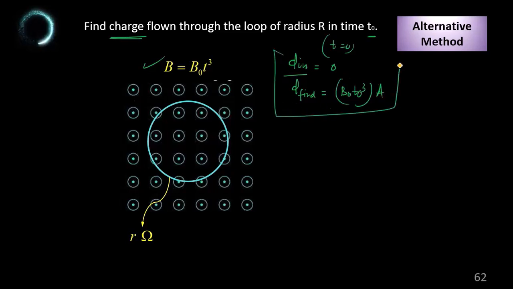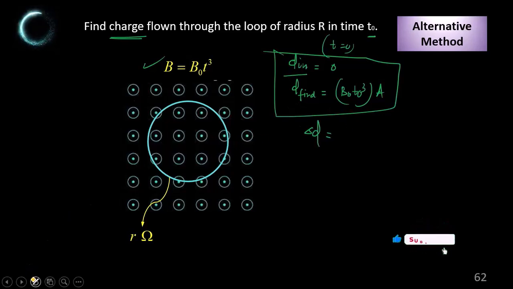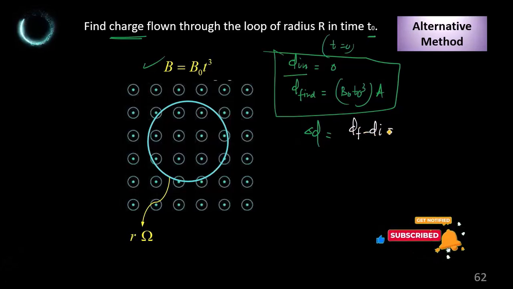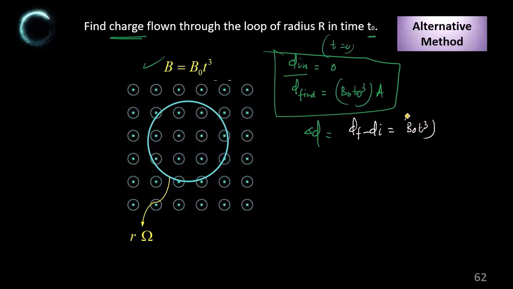So what is the change in flux? Delta phi is the change in flux. That should be phi final minus phi initial. That should be how much? B naught T cube into A. That is the change in flux. Now, the change in flux delta phi divided by R, the loop resistance. So if I want to calculate Q, Q can be calculated by delta phi by small r, where small r is the resistance. So that should be equal to B naught T cube into A by R.